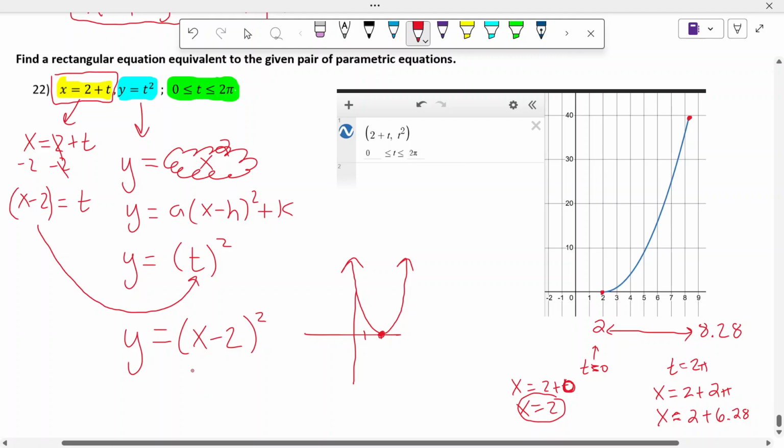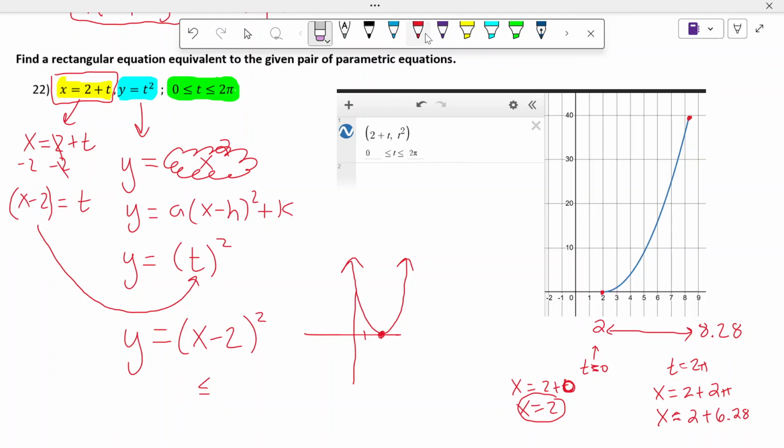So we know our domain for this function here has got to be from 0. Oh, no. 0 is time. We said it's from 2 to 8.28. So it's from 2 for x all the way to 8.28-ish, right? 2 plus 2 pi is officially what that's going to be. So as time goes from 0 to 2 pi, the x value is going to go from 2 to 8.28.